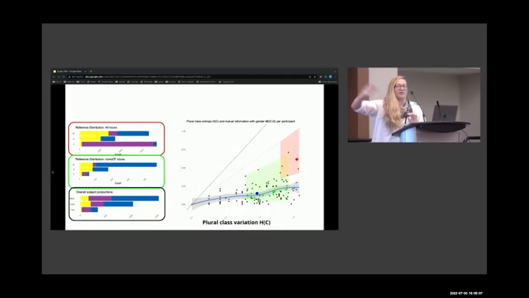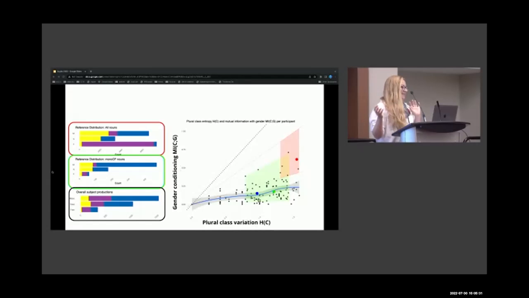And then on the right-hand side, we have speakers who produced a range of plural classes. And the y-axis is how much gender influenced that plural class distribution, right? So the black line is the hypothetical maximum amount that would be perfect conditioning on gender. And then the red and green boxes once again show the confidence intervals around the two reference distributions.